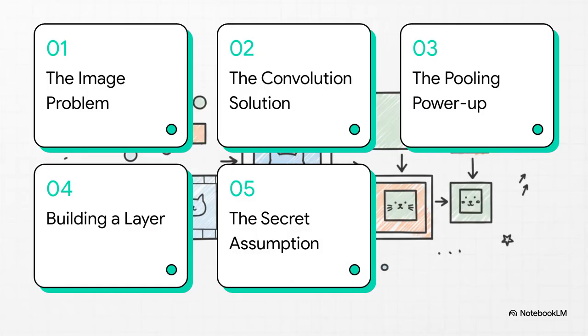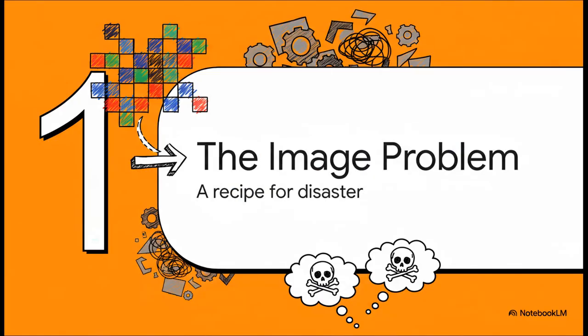All right, so here's our game plan. We're going to break this down into 5 parts. First, we'll tackle what I call the image problem. Then we'll get into the convolution solution, followed by its sidekick, the pooling power-up. After that, we'll see how to put it all together by building a layer. And finally, we'll uncover the secret assumption that ties everything together. Let's get started. Okay, section 1, the image problem.